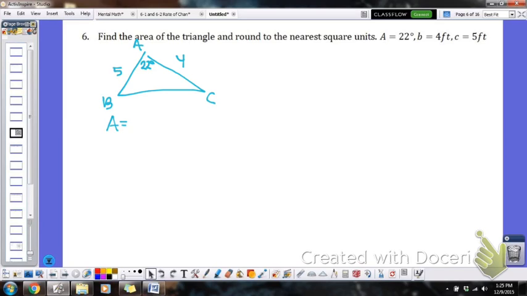Again, going to use the area equals 1/2 base times height. Now, since we're not given the base, I can rearrange my triangle however I want. It doesn't matter. I can flip it on either side, and either side can be the base, and either side can be therefore the adjacent. So I'm just going to take 1/2 times 5 times 4 times the sine of the angle, which is 22 degrees. Multiply all that in your calculator, and you'll get approximately 4 feet squared.